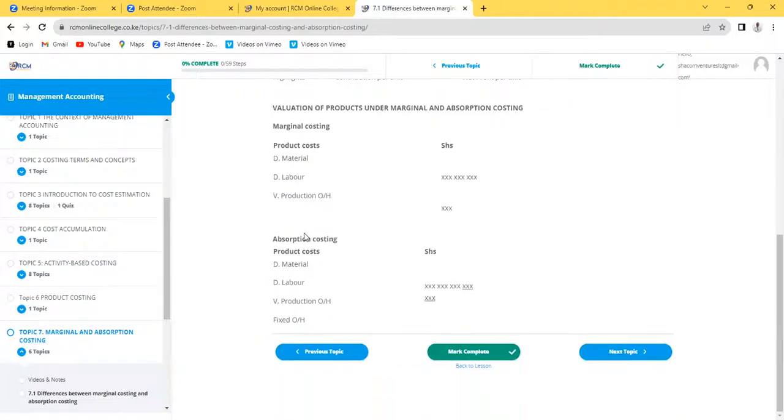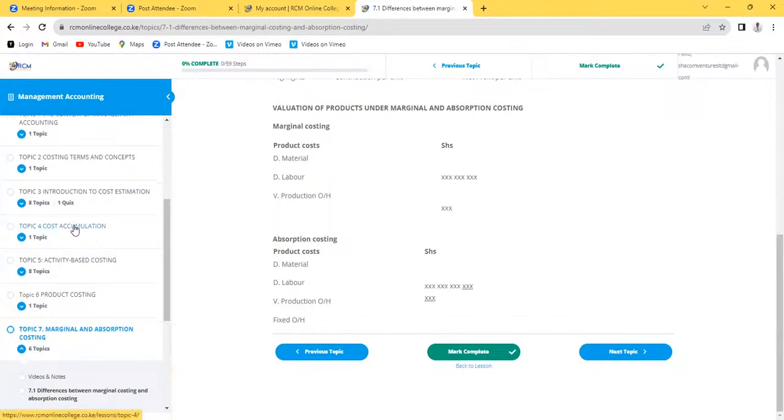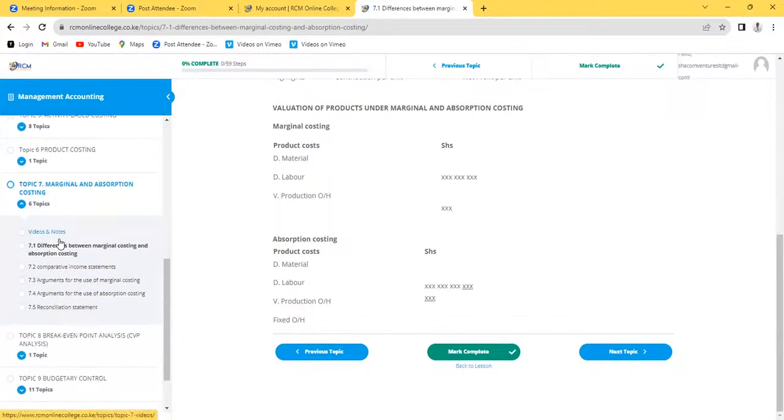Under absorption costing, we have direct material and direct labor to give us prime cost. Then we add variable production overheads and fixed production overheads. So the two form part of the product cost under absorption.